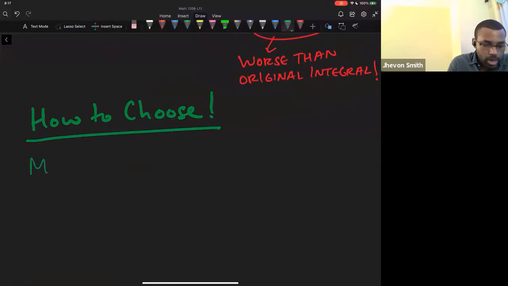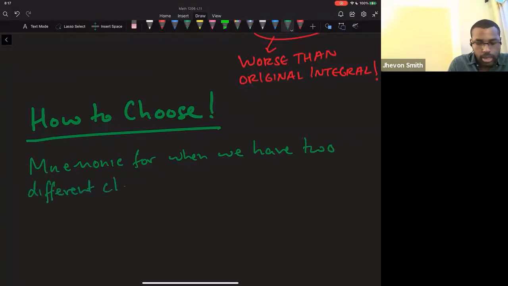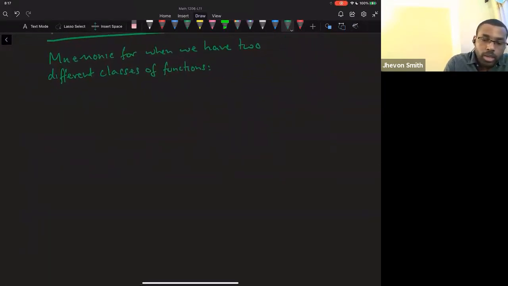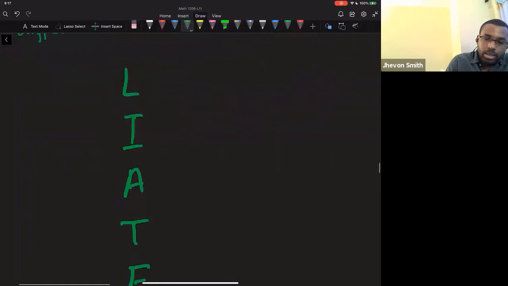So there's a mnemonic for when we have two different classes of functions. And the mnemonic is, there are a couple ways that people call this. Liate is one of them. Liate is just a mnemonic for the type of function that we have.